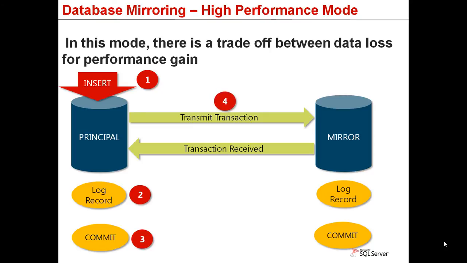After that, the transaction is sent to the mirror server. The log record arrives, and the mirror sends to the primary an acknowledged signal saying the transaction arrived with success. Only after that, the commit happens in the mirror server. So you can notice here there's a delay in the process to improve overall performance. Remember that in a production server, hundreds or even thousands of transactions can happen at the same time.